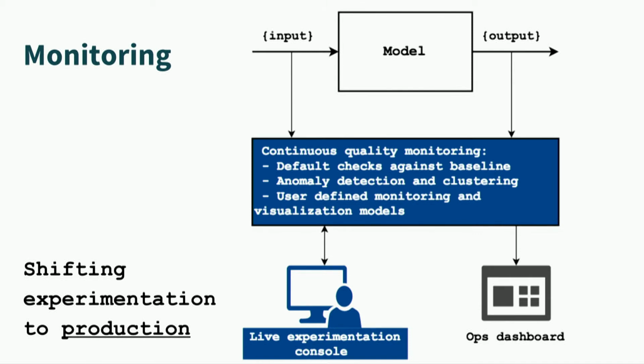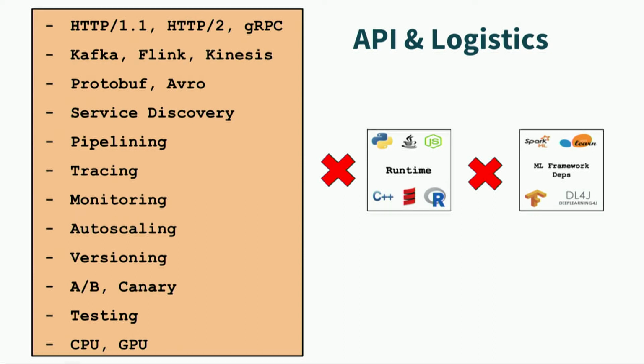By having this smart monitoring in place, we are basically shifting the experimentation phase from offline research to real-life production. And if we multiply these requirements for the API and logistics by the number of runtimes we might have for different machine learning frameworks, we will have an infinite set of different implementations in Flask, Spring Boot, and other frameworks, maybe with some ad hoc metric systems attached to that.